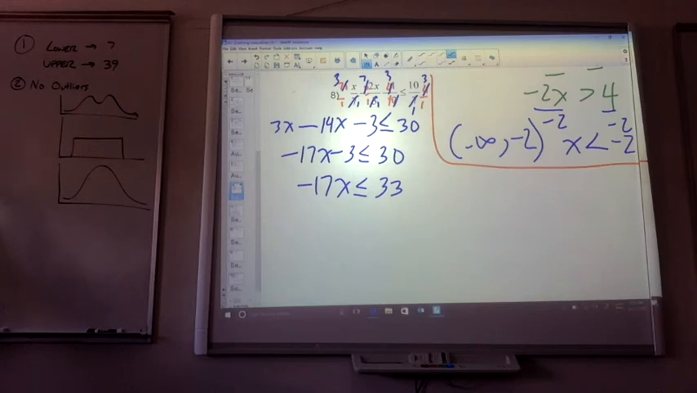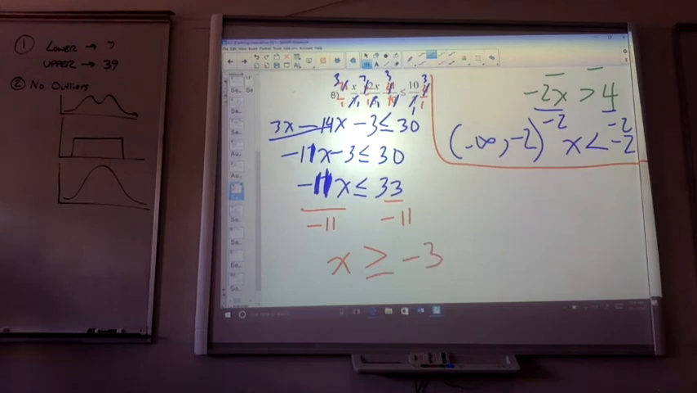Oh, I made a mistake. Anyone see it? Yeah, what's this supposed to be? Yeah, 11. I need to combine those together. That should be negative 11. Okay, what's my last step? Divide both sides by negative 11. What's going to happen? Flip the sign. Sign needs to flip over. And 33 over negative 11 is negative 3.